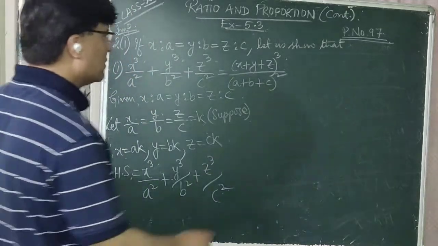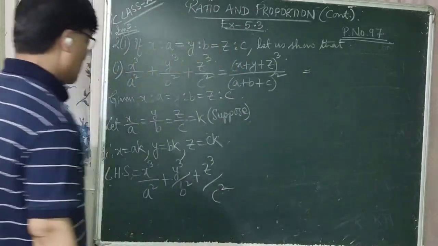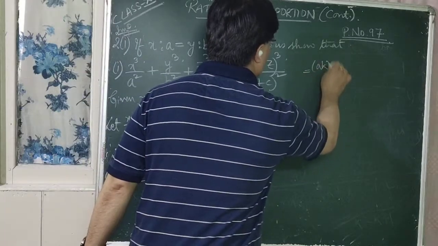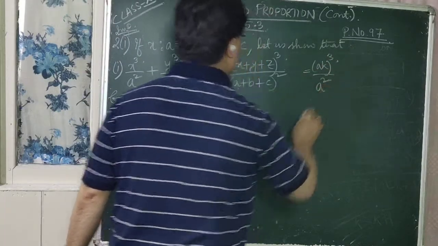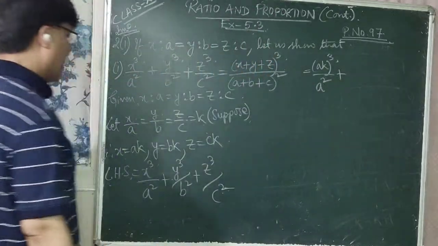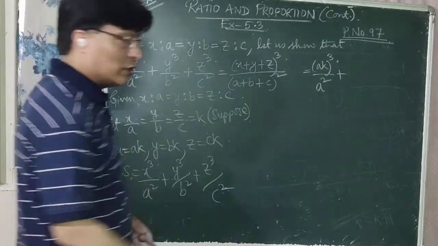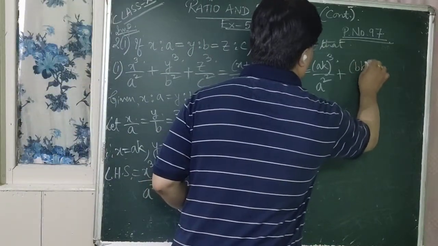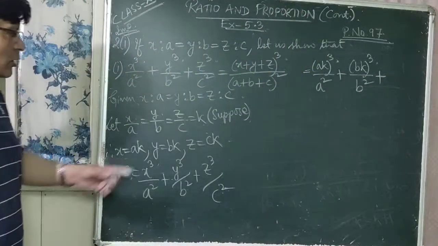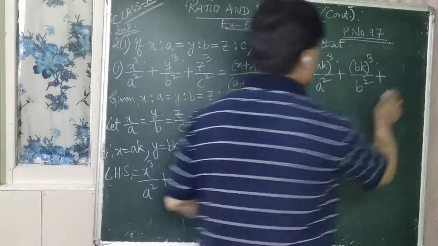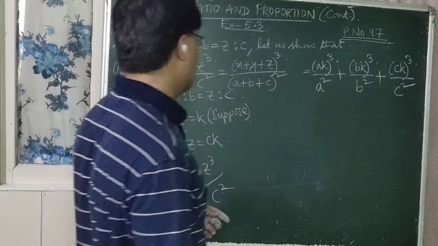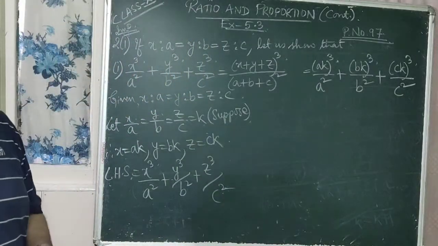So let us find out the value of this left hand side now. Which is equal to, what is x cube? That is (AK) whole cube. So this is your (AK) whole cube divided by A square, plus what is y cube? It is (BK) whole cube divided by B square, plus what is z cube? It is (CK) whole cube, isn't it? So it is (CK) whole cube divided by C square. Is that clear to all of you now?